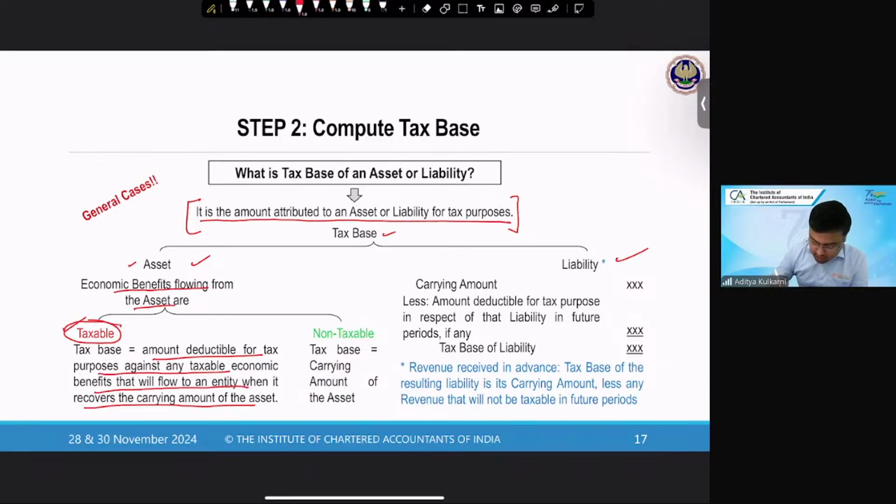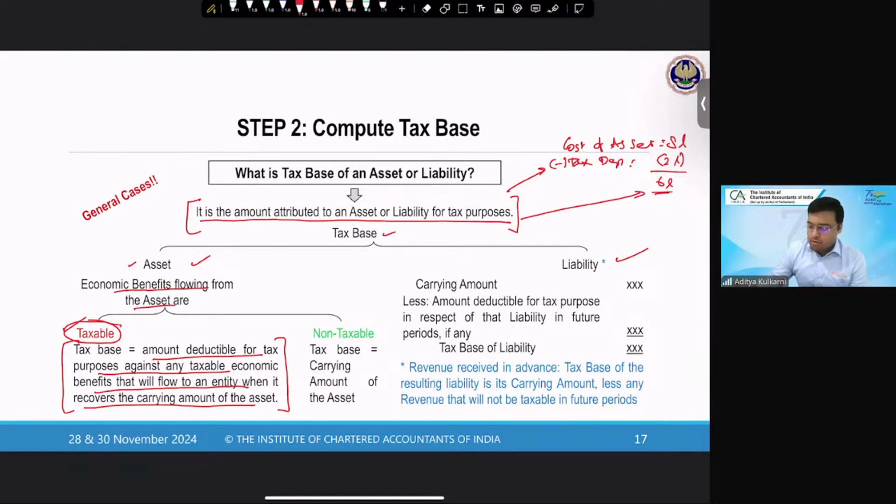Is this easy to remember, or cost of asset 8 lakhs minus tax depreciation 2 lakhs. So for tax purposes, amount attributed is 6 lakhs. What is easy for us to remember? Is this easy or is this easy? Second one, sir. Please follow this one. Ultimately, it is amount attributable to an asset or liability for tax purposes. That's it. So for tax purposes, amount attributed to this asset at the end of year 1 is 6 lakh rupees. So 6 lakh is your tax base.